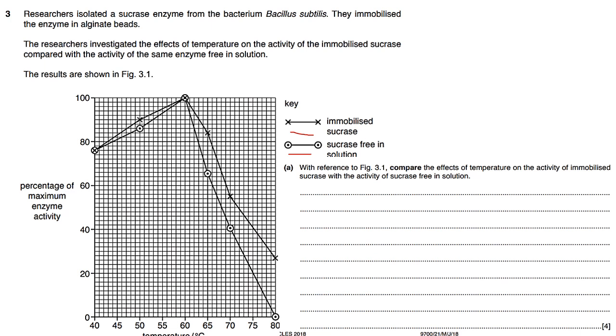You then also have to say that both of them have an optimum temperature of 60 because that's where they both peak before they start to go down. And you would then also have to mention that the enzyme that's free in solution denatures quicker and loses its activity faster, because it's free in solution, and that's after you've reached the optimum.